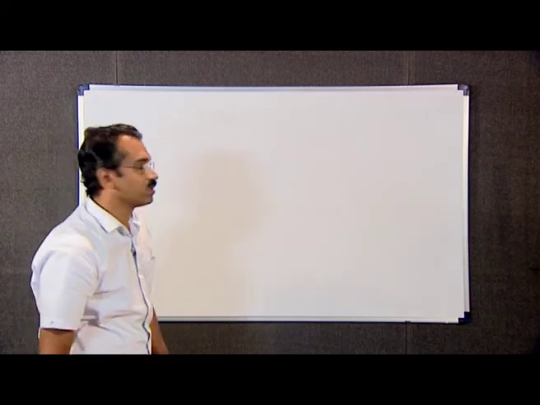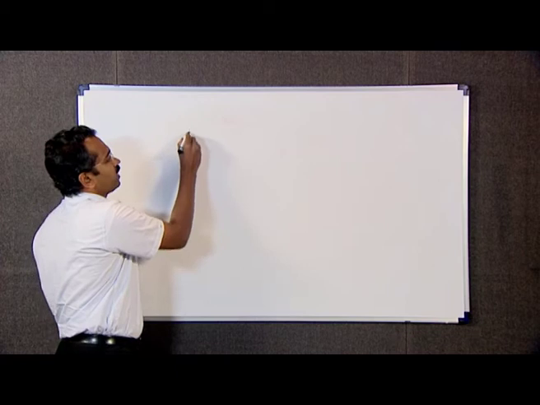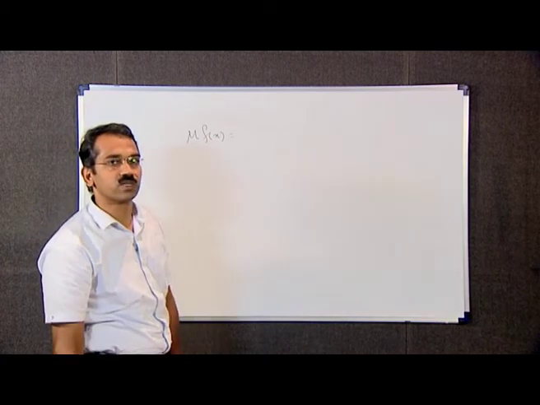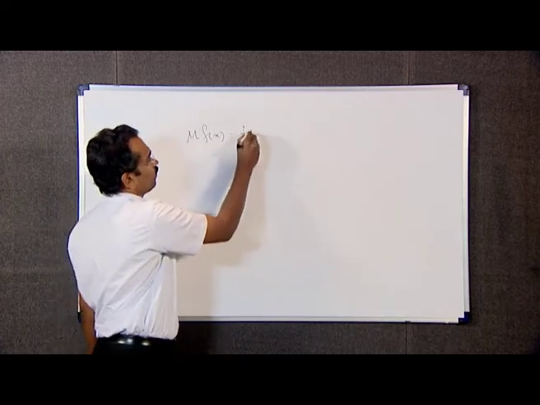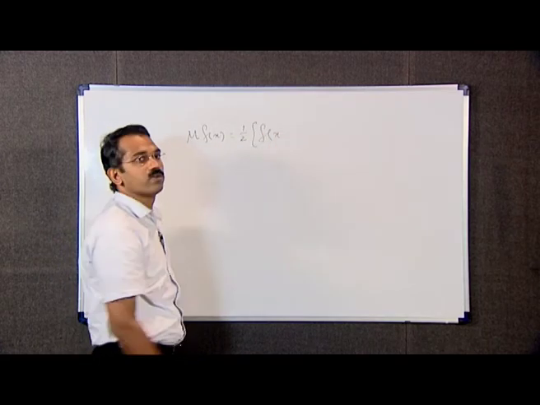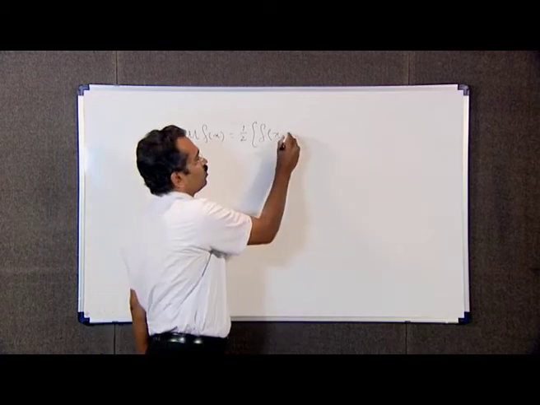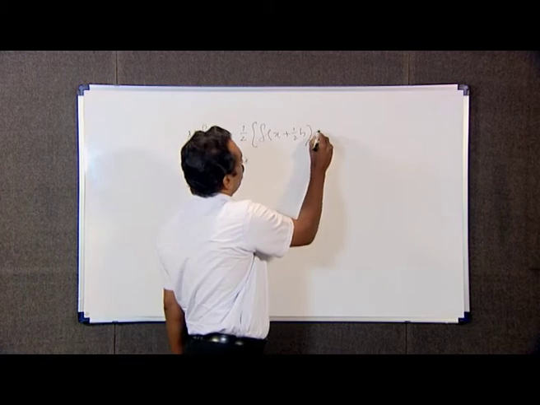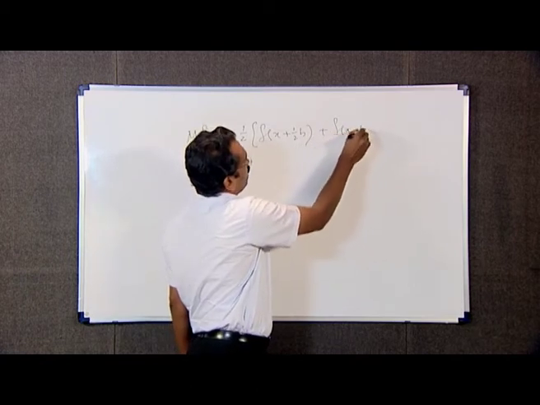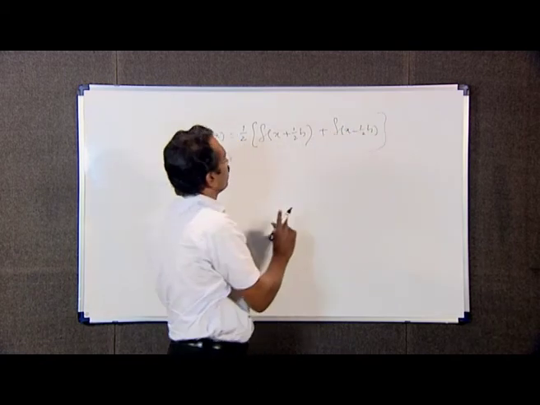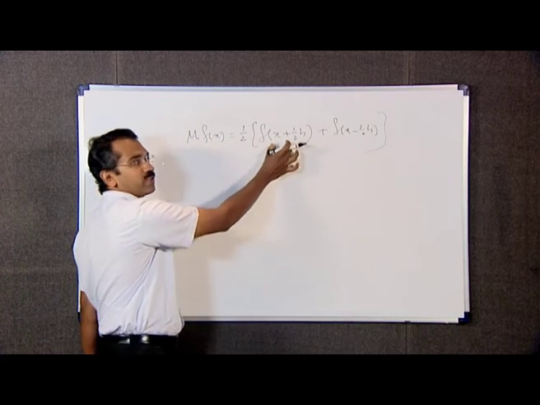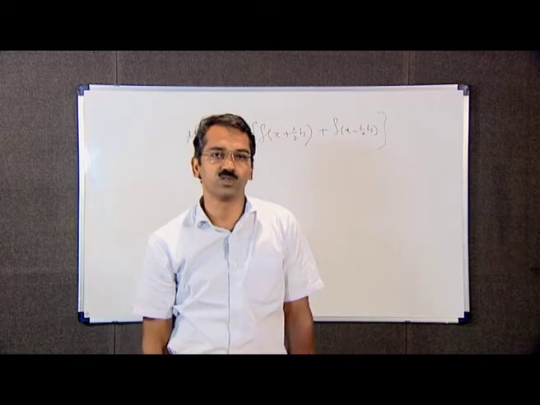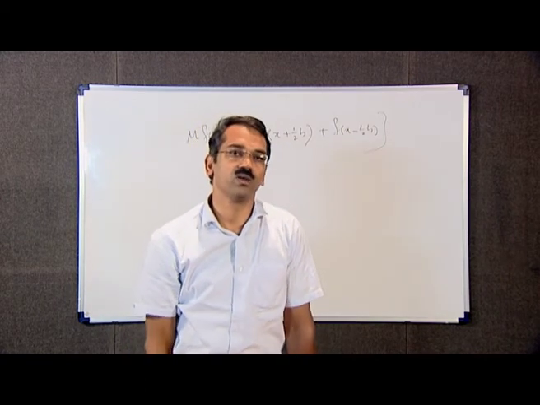The mean operator is denoted by mu and is defined as mu f of x is equal to 1 by 2 into f of x plus 1 by 2 h plus f of x minus 1 by 2 h. That is the average of f of x plus 1 by 2 h and f of x minus 1 by 2 h, which is the mean operator.